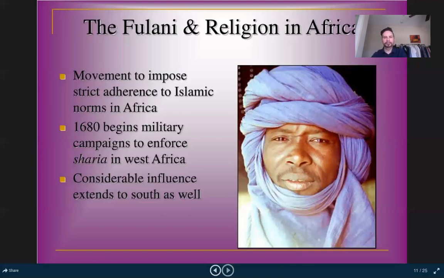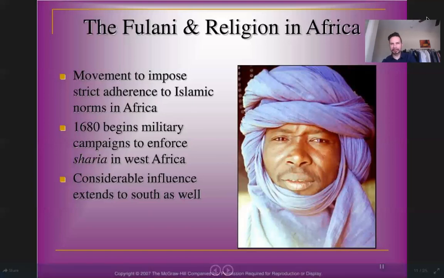So the Fulani people probably became the most intensely devoted people to the Islamic religion. There was a movement in their culture to impose strict adherence to Islamic norms in Africa. And by 1680, they began military campaigns to enforce Sharia law in West Africa. And if we remember, Sharia is Islamic law. So there was considerable influence that extends to the south as well. The Fulani were located in sub-Saharan Africa.